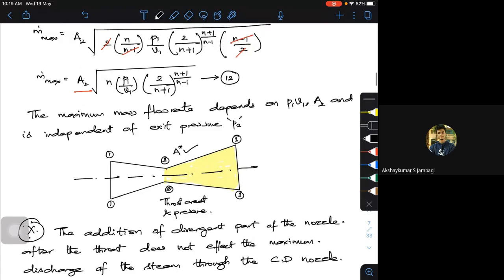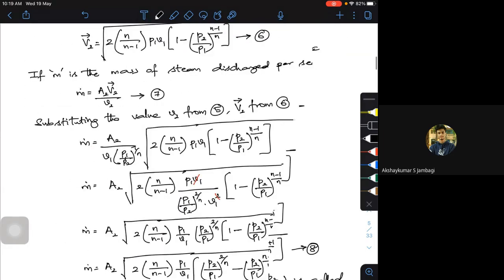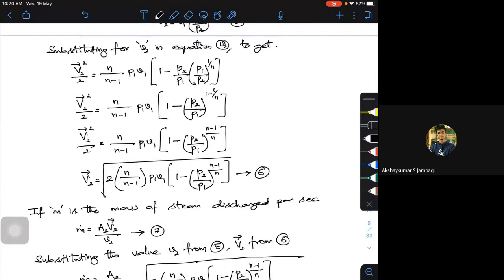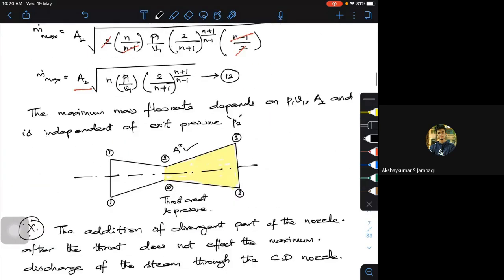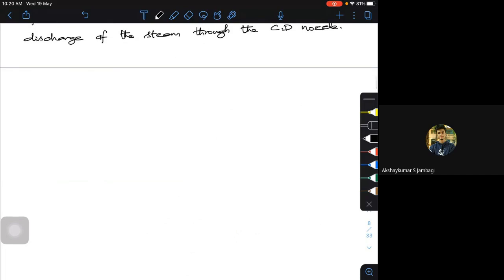Now if I try to substitute this expression in the velocity equation 6, look at this. V2 is equal to 2 into n by n minus 1 into P1 V1 into 1 minus P2 by P1, whole to the power of n minus 1 by n. So now if I substitute for P2 by P1, that is the critical pressure ratio, I will be getting the maximum velocity. The maximum velocity of the steam can be obtained by substituting the value of critical pressure ratio in equation 6. That's why I told it's a very lengthy derivation. There are a lot of sub-derivations in this.